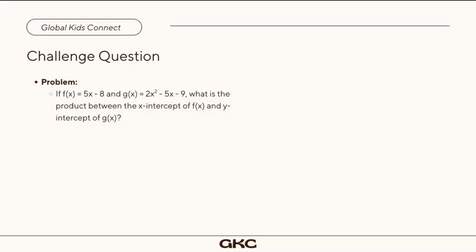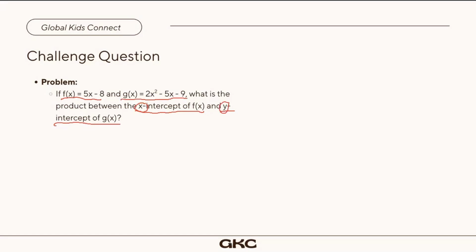Our first challenge question is: if f of x is equal to 5x minus 8 and g of x is equal to 2x squared minus 5x minus 9, what is the product between the x-intercept of f of x and the y-intercept of g of x? The problem itself is a bit confusing because there are multiple equations and different values we have to find for each one. We get two equations, f of x and g of x. For f of x, we have to find the x-intercept, and for g of x, we have to find the y-intercept.